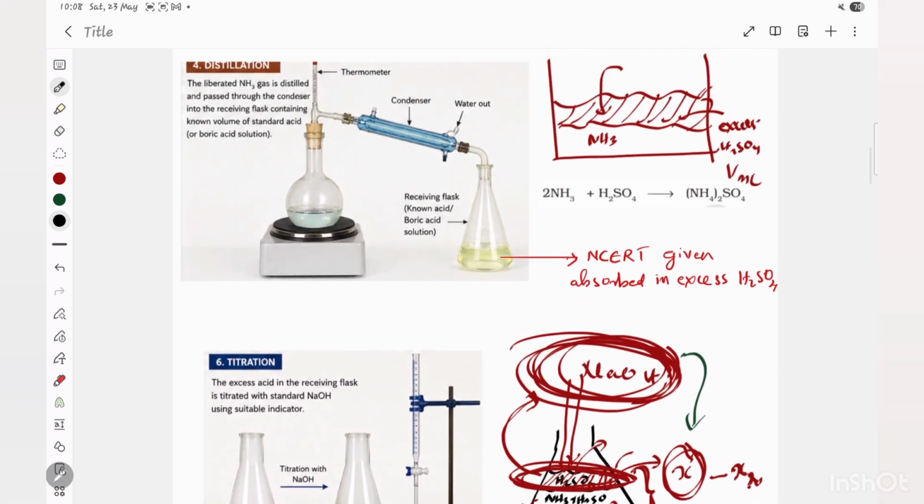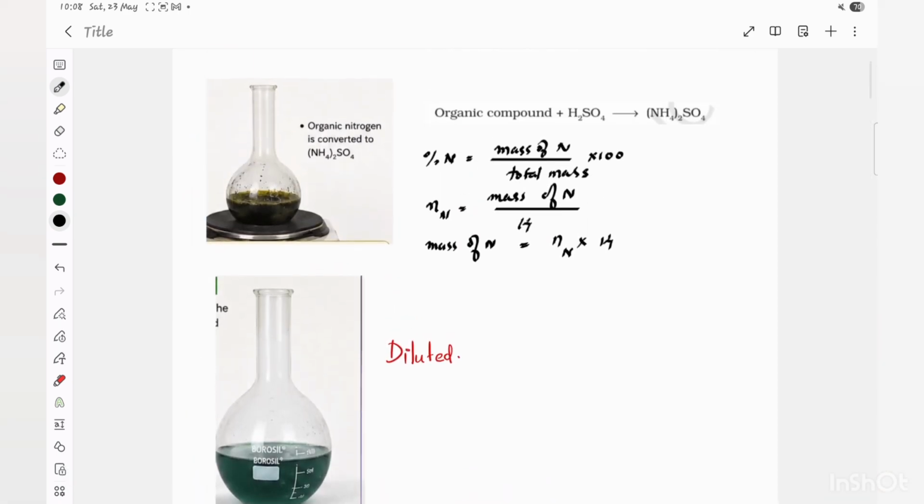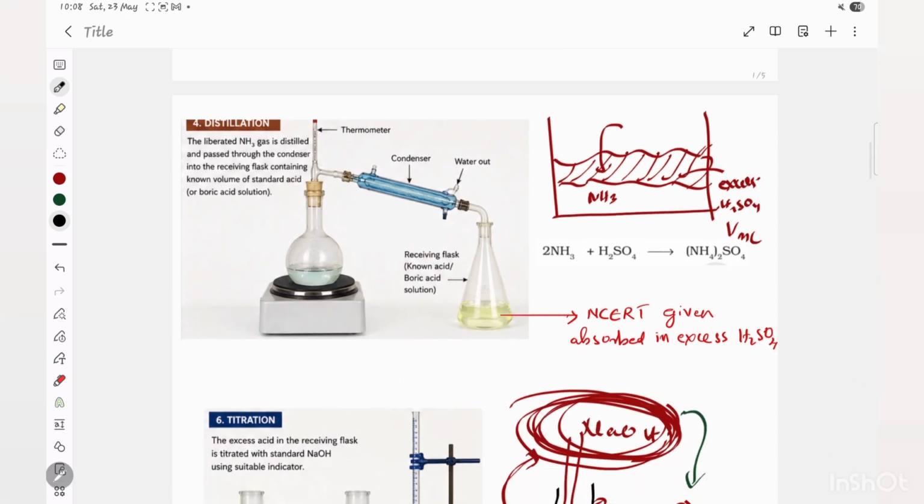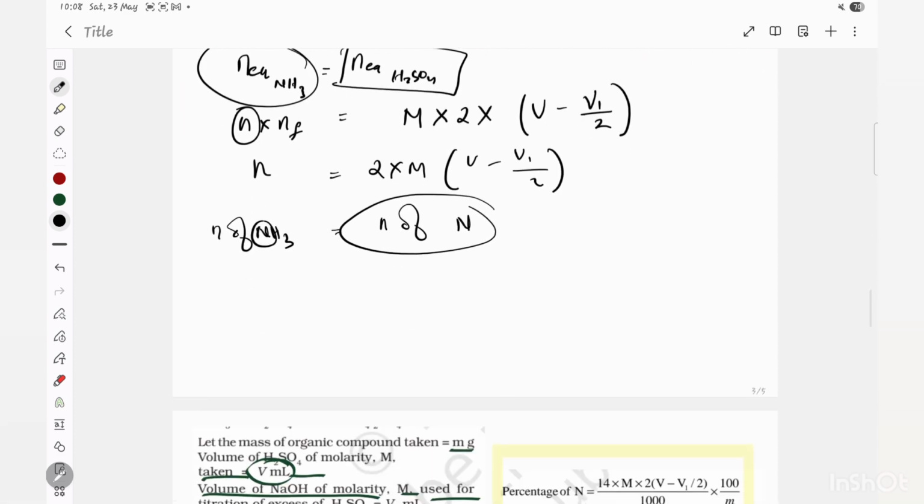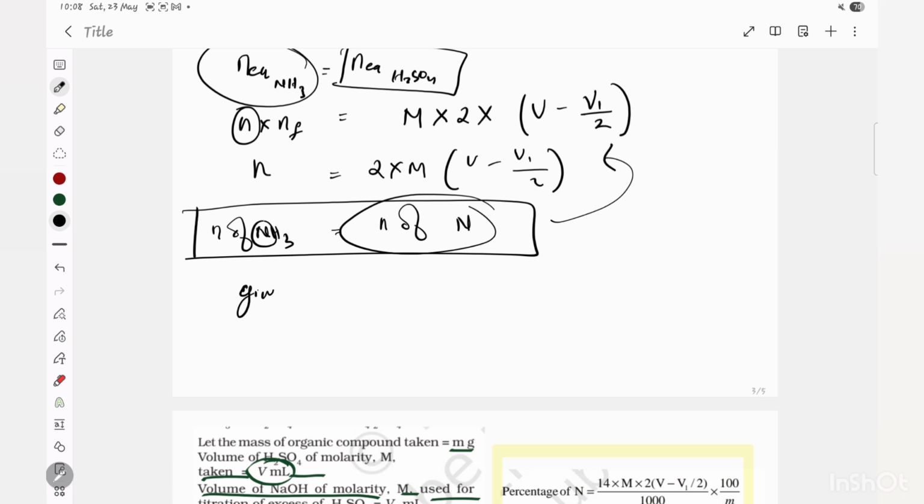What we wanted here? Yeah, we wanted n of nitrogen and we got that. n of NH3 is this much, right? Therefore, what is the mass of nitrogen? Mass of nitrogen is n into molar mass. Molar mass of nitrogen is 14. So n is 2 into M.